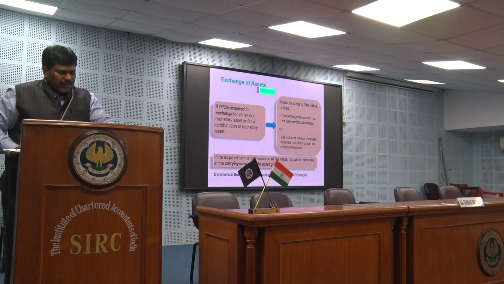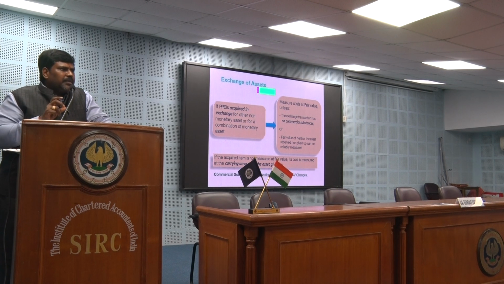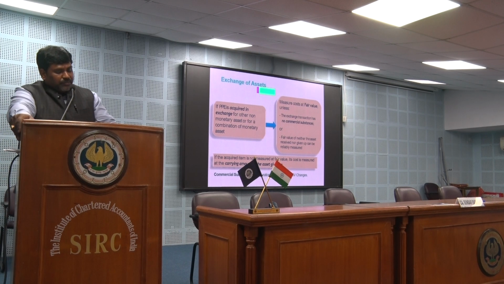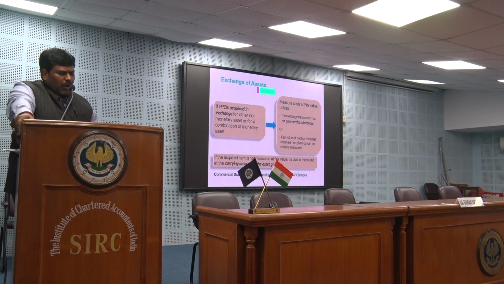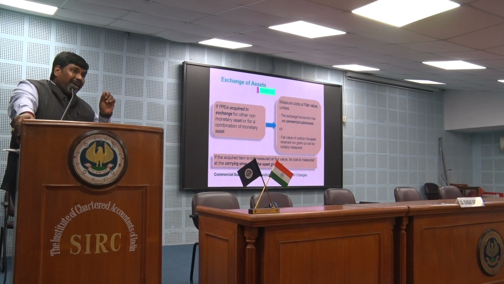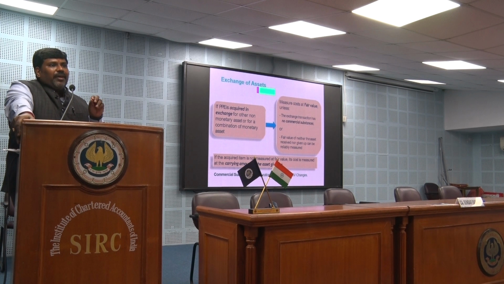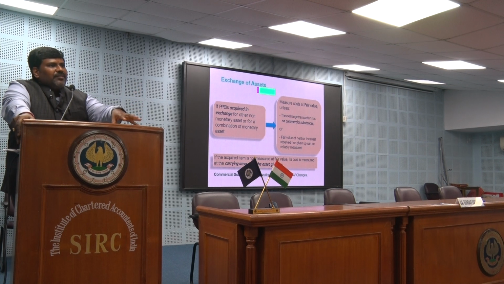In determining the cost, another important aspect is how do you determine the cost when it has come from an exchange of an asset, exchange of another non-monetary asset or even a group of monetary assets. So if a PPE is acquired in exchange for another non-monetary asset or for a combination of monetary assets, the general rule is that measurement of cost needs to take place at fair value. Fair value of what? Fair value of an asset which is coming in or of an asset which is going out, whichever is more clearly and evidently available.